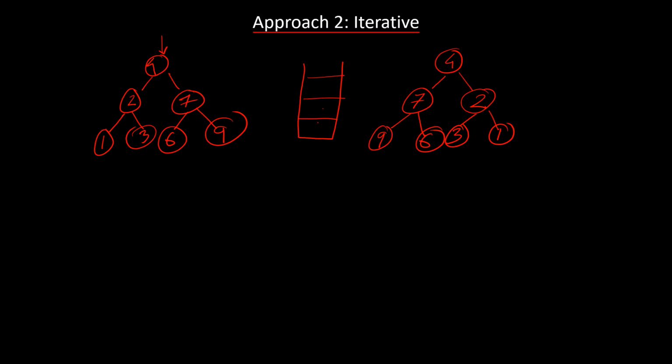That means this is now an inverted tree of the given tree, right? But in this approach we did not use a recursive process. Instead we used a queue. So what would be the algorithm for this?